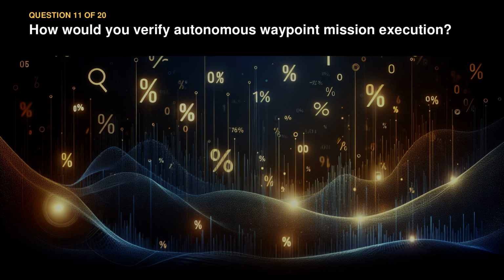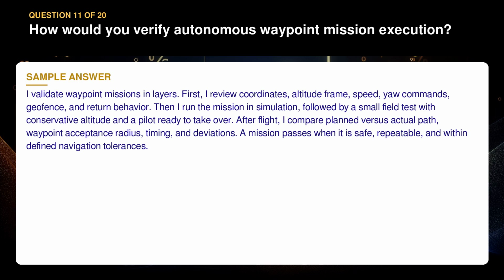Question 11. How would you verify autonomous waypoint mission execution? I validate waypoint missions in layers. First, I review coordinates, altitude frame, speed, yaw commands, geofence, and return behavior. Then I run the mission in simulation, followed by a small field test with conservative altitude and a pilot ready to take over. After flight, I compare planned versus actual path, waypoint acceptance radius, timing, and deviations. A mission passes when it is safe, repeatable, and within defined navigation tolerances.